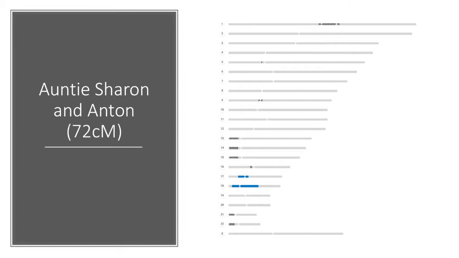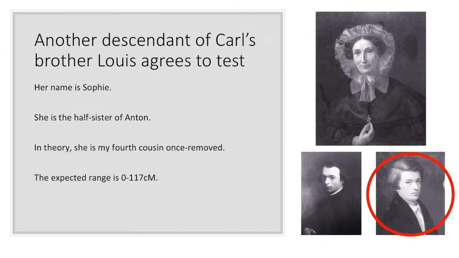More data. Fantastic. And then, more data from the other side of the family, from Anton's side of the family. His half-sister, Sophie, agrees to take a DNA test so that we can add to our pool of data, because it's great to have data from as many sides as you possibly can.